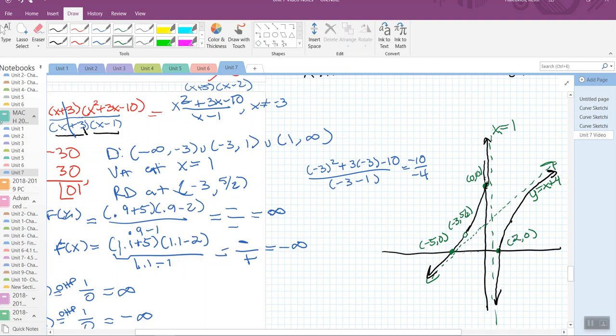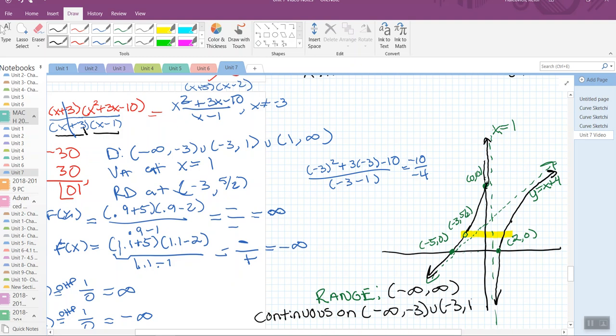All right, so now when we talk about the range, well, if you notice, there is a hole, but if you go diagonal from the hole, this other line fills it in. So the range is from negative infinity to infinity, all real numbers. It is continuous on the interval of negative infinity to negative 3, union negative 3 to 1, union 1 to infinity.